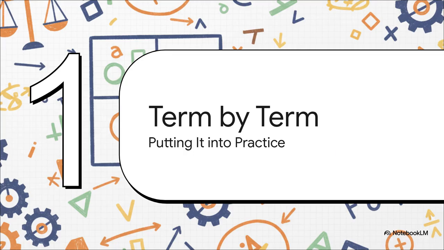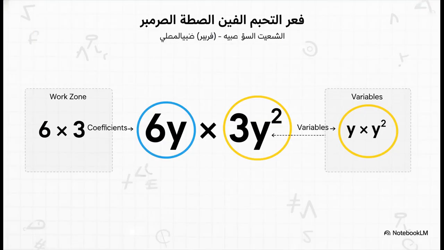Okay, enough talk. Theory's cool and all, but let's actually do this. We're going to take our new golden rule for a spin, starting with the easiest possible scenario, just one term multiplying another. So here's our first example. We've got 6y times 3y squared. Let's just identify our parts. Our coefficients are 6 and 3, and our variables are y and y squared. Time to use our two-step rule.